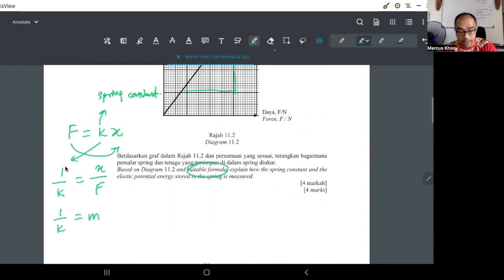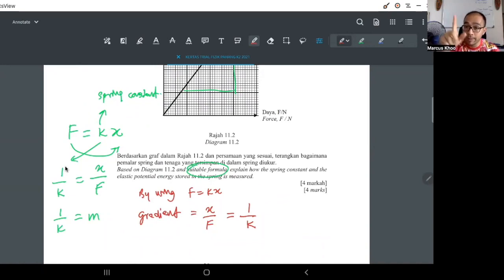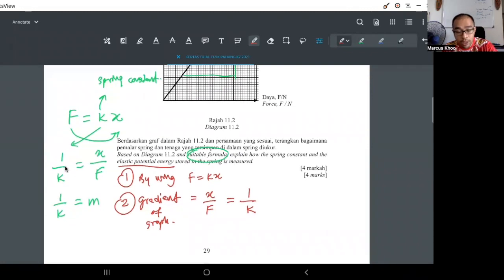So how would I write this answer? By using F equals Kx, which is the Hooke's law formula, I will get the gradient of the graph equals X over F, which equals 1 over K. So you can determine the value of K from the gradient. What's important is that you give 1 over K. So this is 1 mark, this is 2 marks. The next one is elastic potential energy. The formula for elastic potential energy is 1 over 2 F times X.